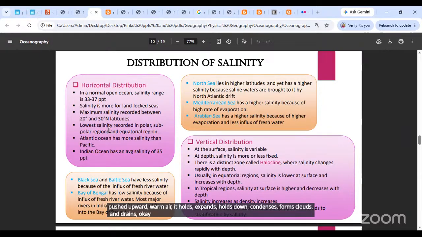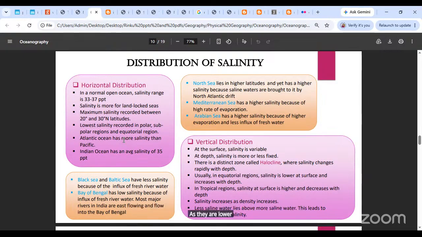Precipitation. We have precipitation. So that happens in the equatorial region. And because of that constant precipitation, usually the salinity levels are lower in the equatorial regions, as they are lower in the polar or subpolar regions as well.